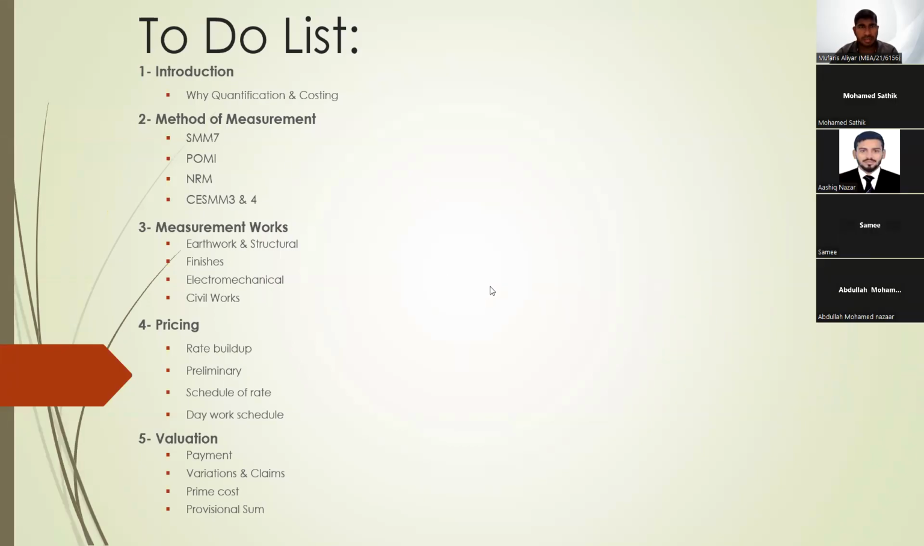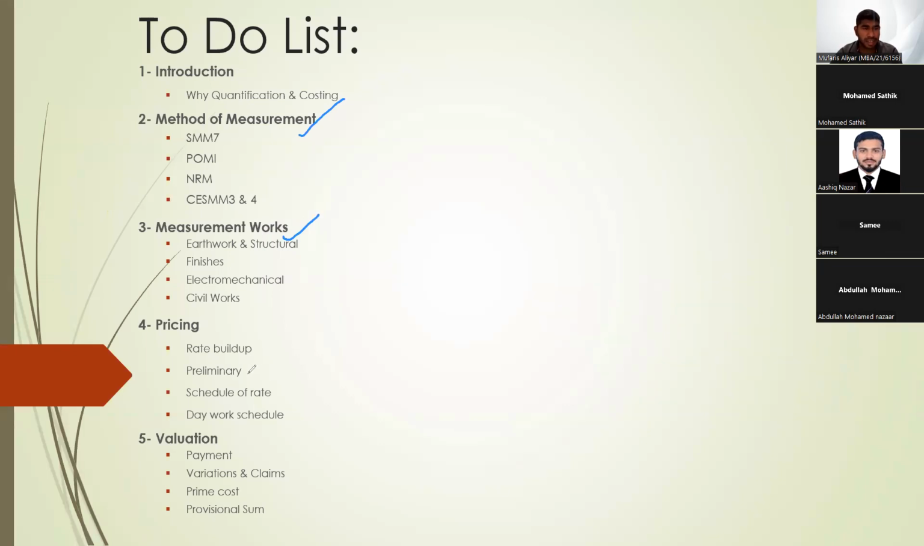Yeah, right. Now this is our fifth session on quantification and costing. Sadly, we are taking a long time passing through this quantification and costing. So far, what we did, we completed the method of measurement. Now we are in the measurement works only.